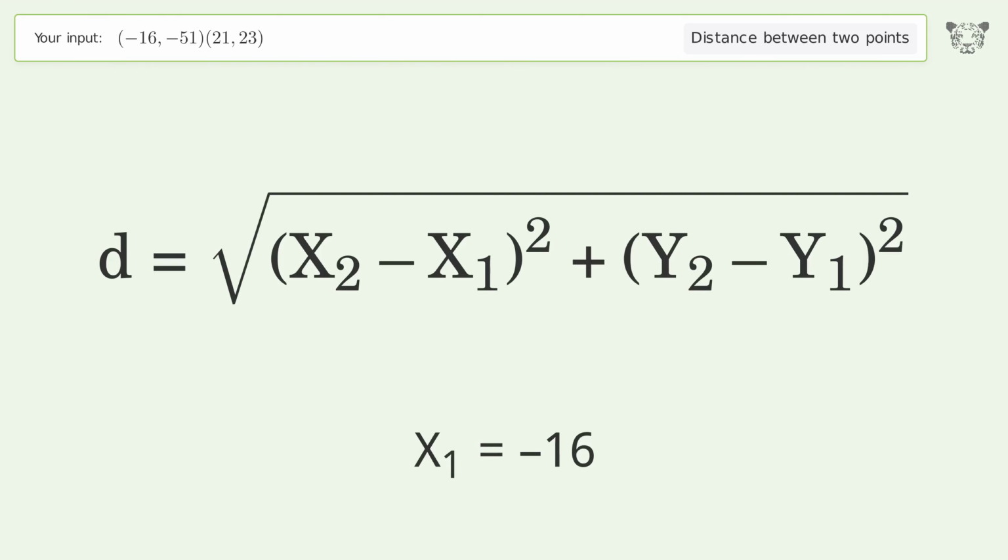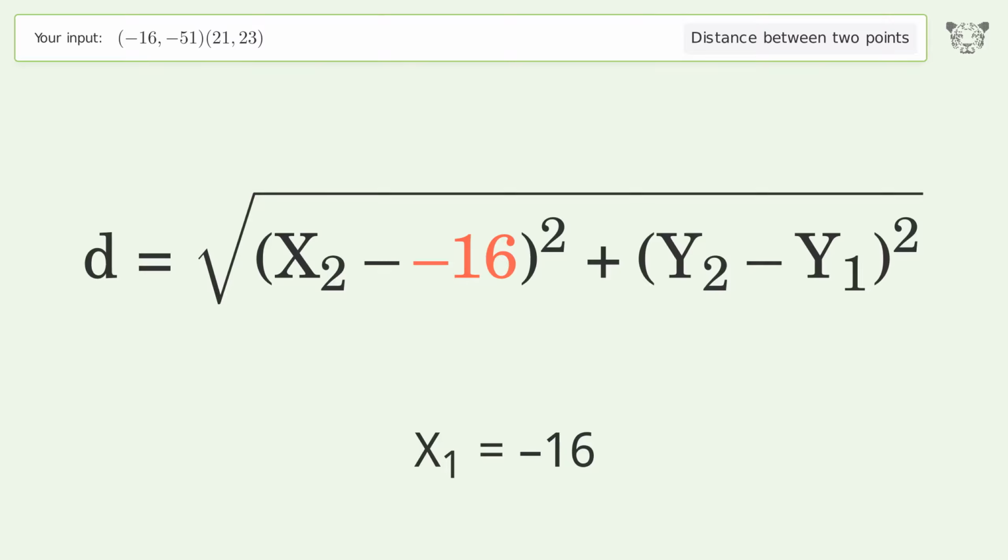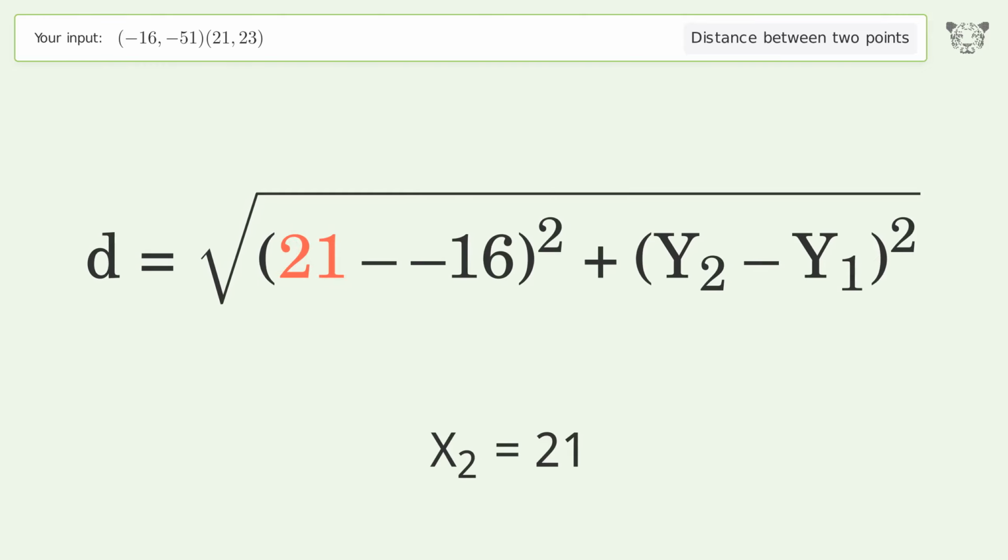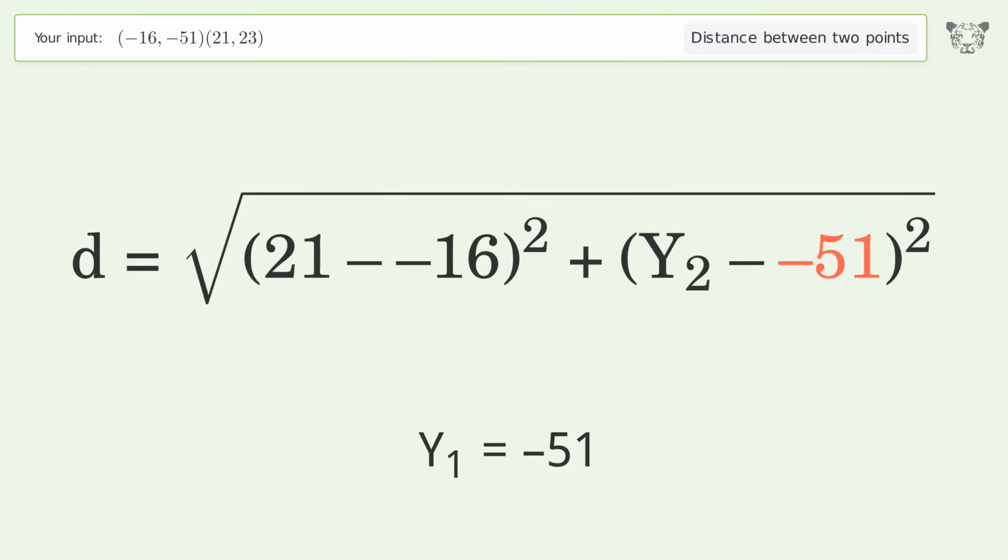x1 equals -16. x2 equals 21. y1 equals -51. y2 equals 23.